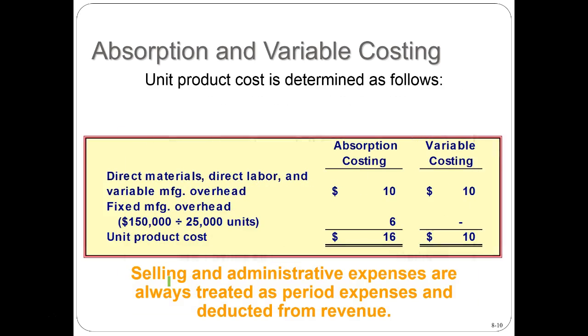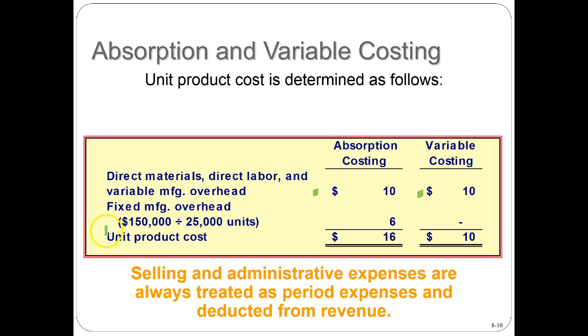Then if we take a look at absorption and variable costing, the unit product cost is determined as follows. Under absorption, we're talking about the unit product cost. So how much does it cost to produce per unit? We have direct materials, direct labor, and variable manufacturing overhead. So we've got the 10 and the 10 for both absorption and variable.